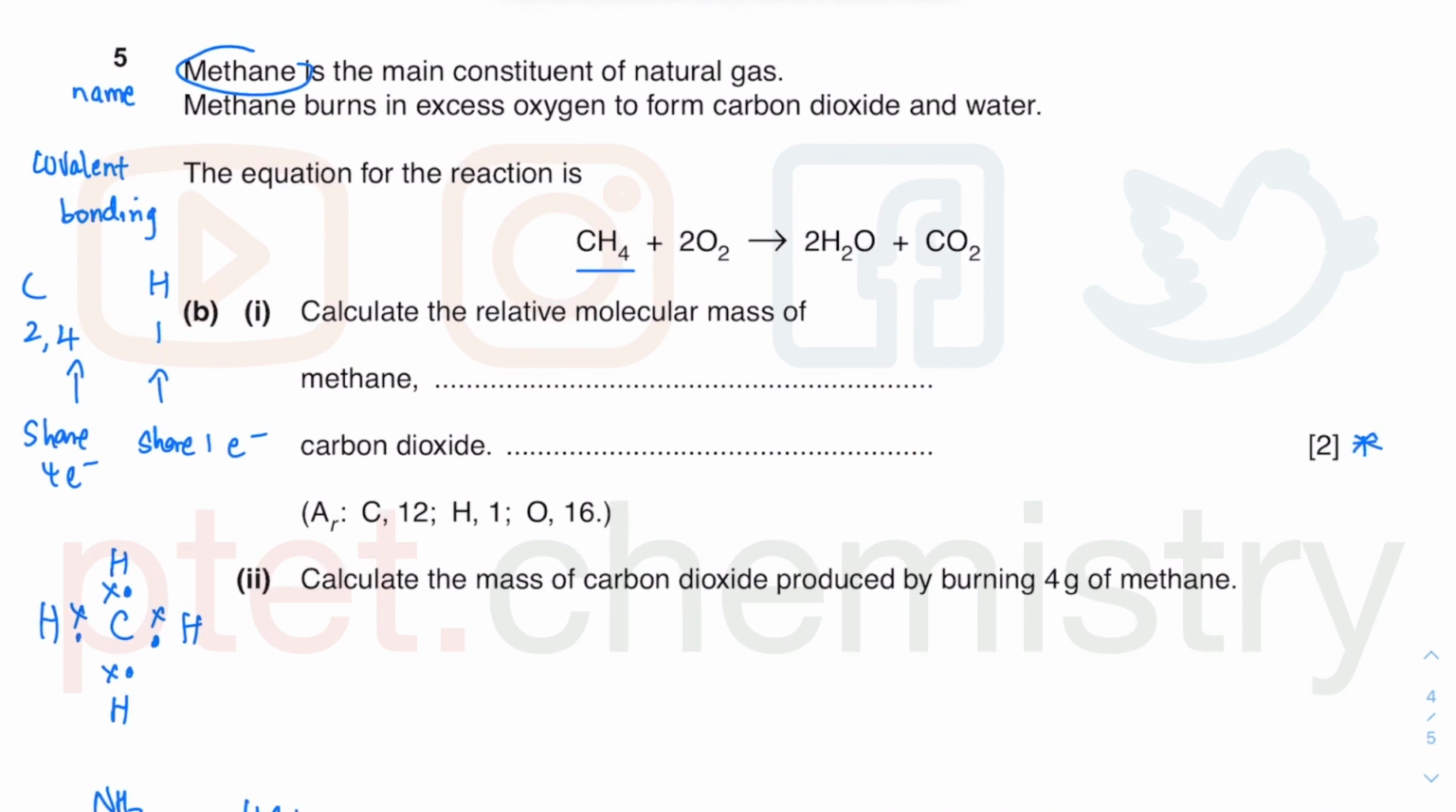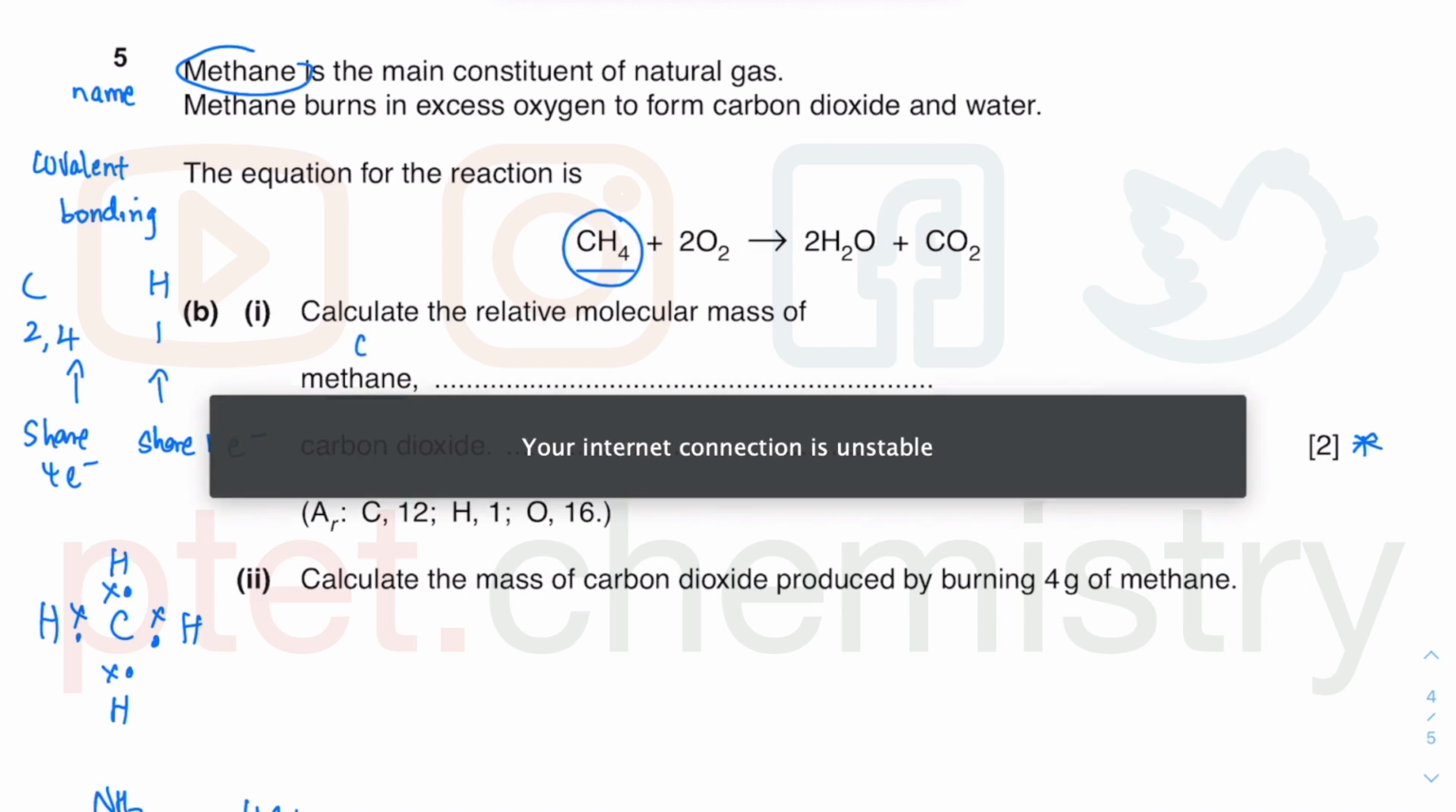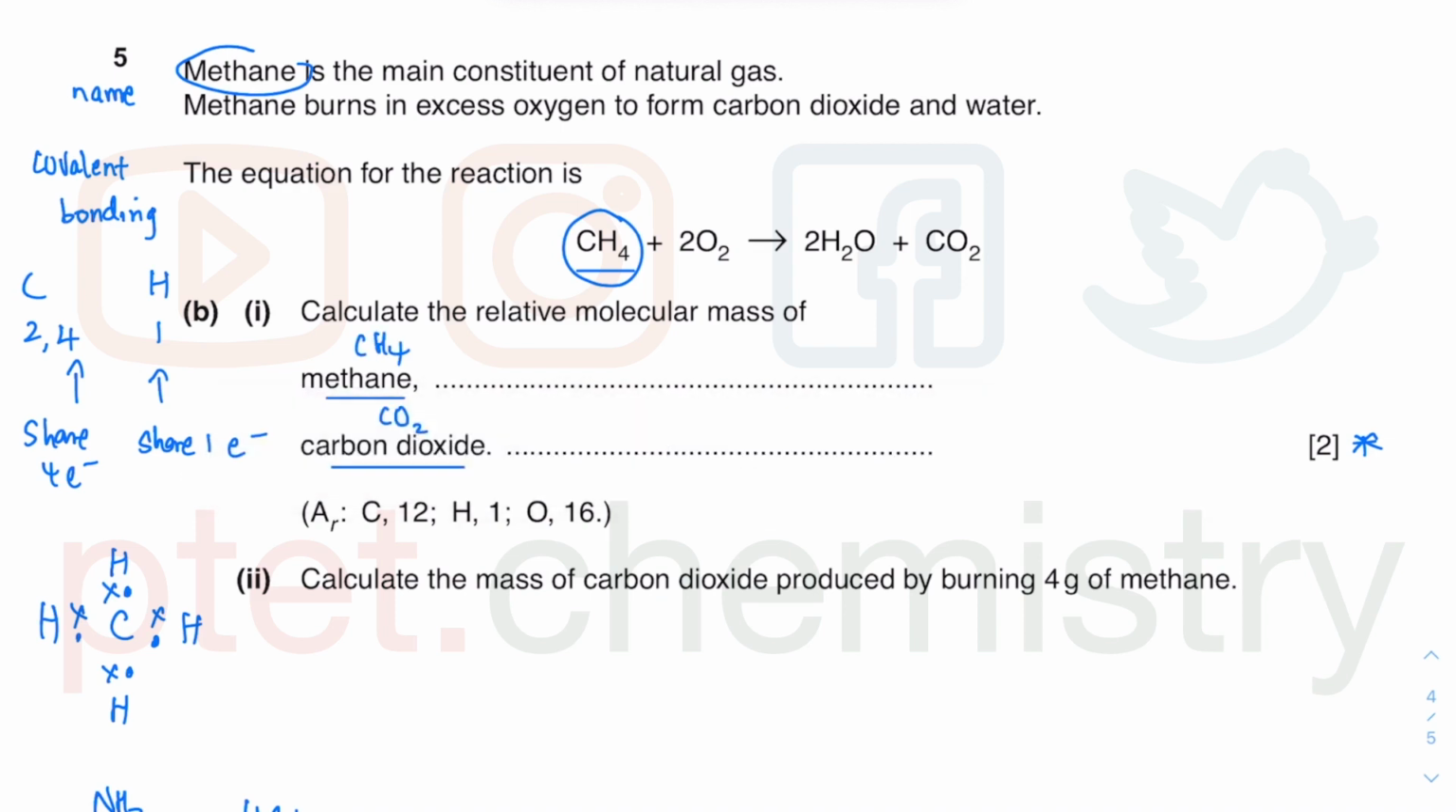So in an exam, you just do what the question asks you to do. These are just for revision's sake. You need to know a lot of things. Methane, the formula is given, CH4. Carbon dioxide, the formula given is CO2. So the Ar is given. Make sure you know how to read relative atomic mass from the periodic table as well.